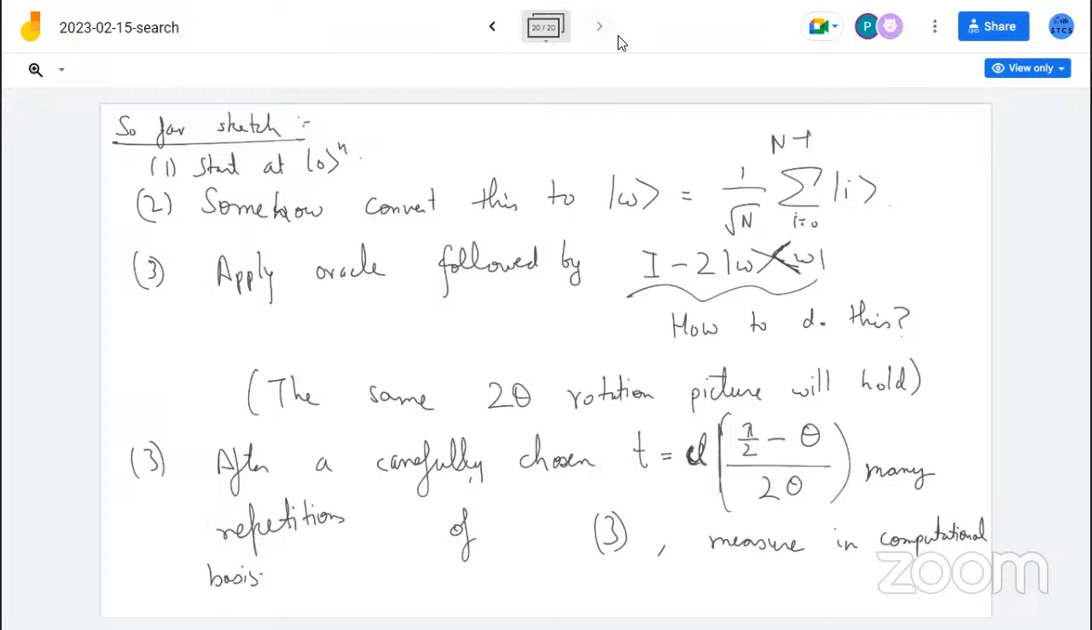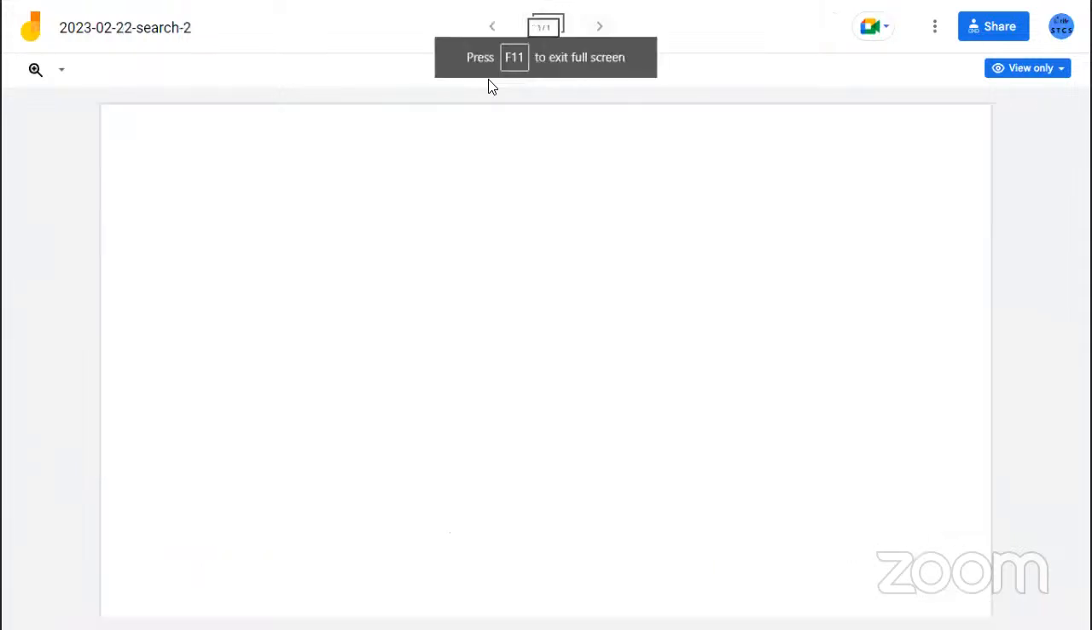Wait a second, I might be able to do something here. Oh no, this Jamboard only allows things in the middle. Then we just go to search.